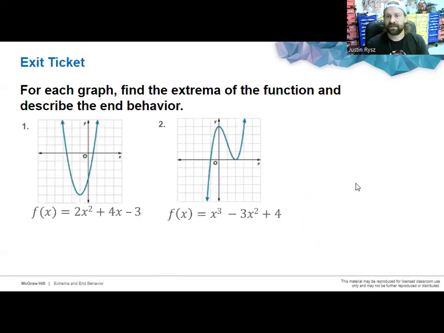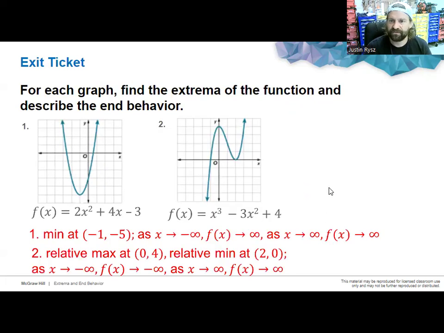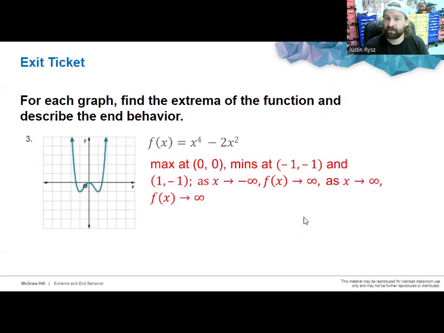All right, here's the exit ticket. Remember with our exit tickets, you can check your answers on this video or on the notes, but you will be working on the CYUs.